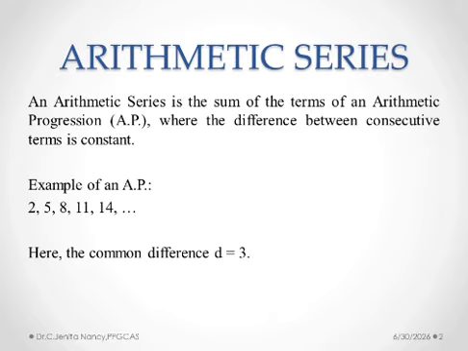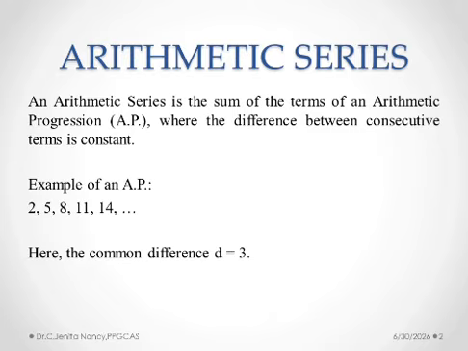We are going to see about arithmetic series. An arithmetic series is the sum of the terms of an arithmetic progression where the difference between consecutive terms is constant. We are going to see an example of AP. The numbers are 2, 5, 8, 11, 14, etc.